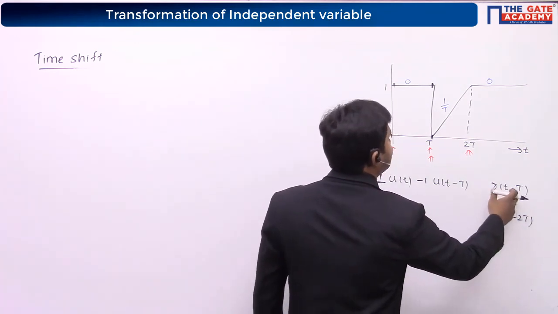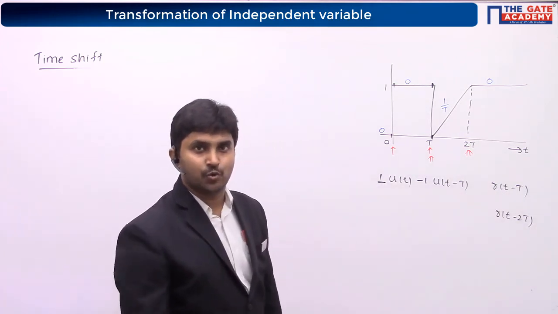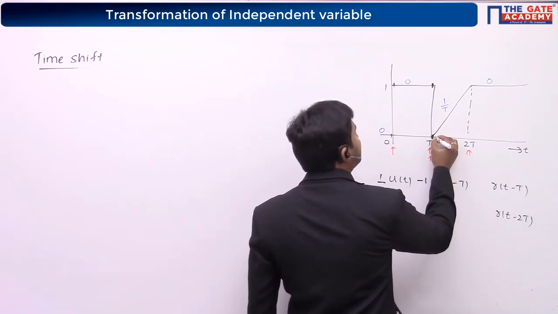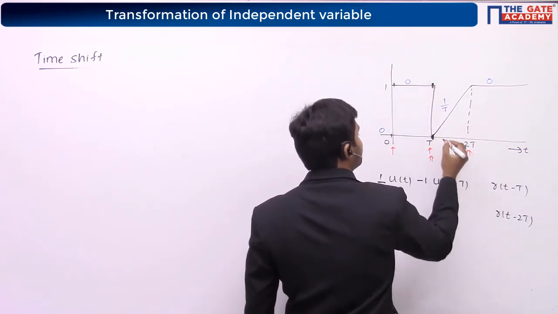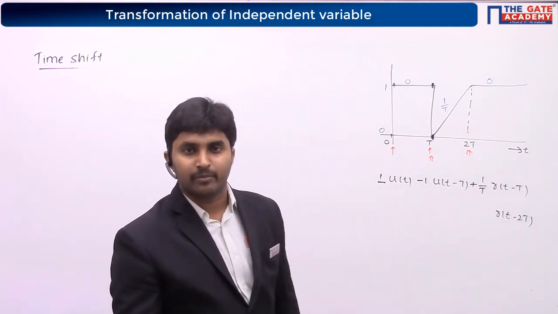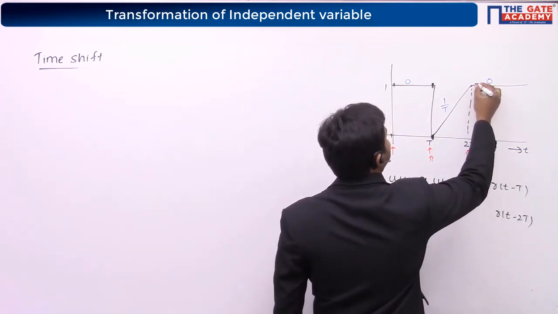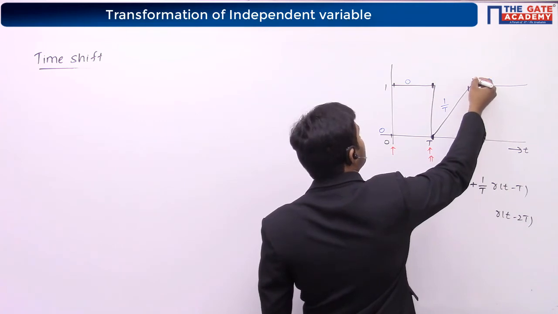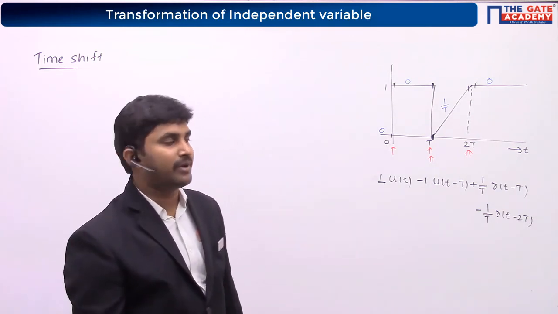Next, at t is equal to capital T, now we are going to look at the slopes. Final slope is 1 by T, initial slope is 0. So 1 by T minus 0, it is 1 by T only. At t is equal to 2T, final slope is 0, initial slope is 1 by T. So 0 minus 1 by T, it is minus 1 by T.